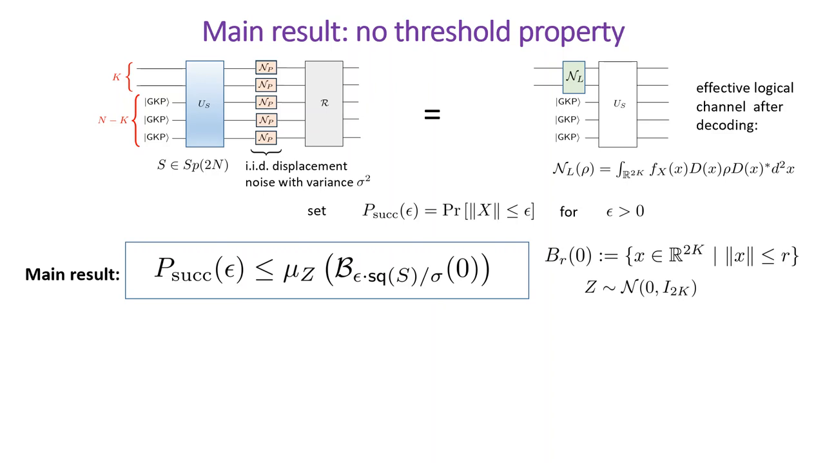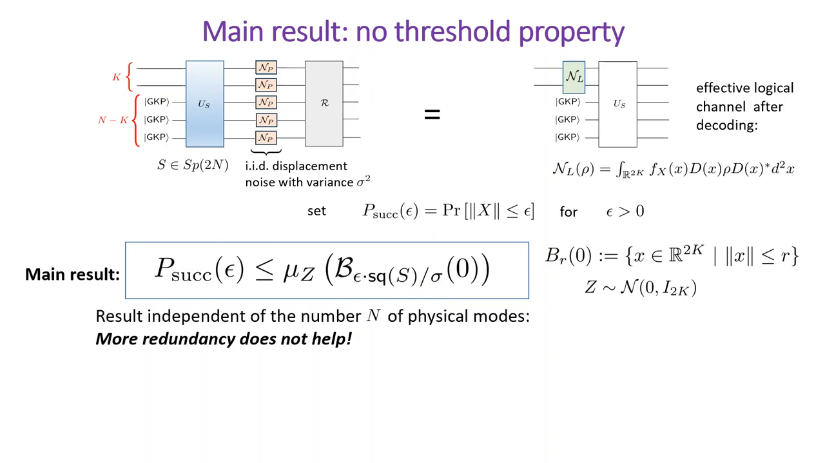Our main result is a bound on the success probability as a function of the amount of squeezing in the encoding unitary and the variance sigma squared, quantifying the physical noise strength. For any tolerance epsilon, the success probability is upper bounded by the probability measure of a ball of radius epsilon times the squeezing parameter divided by the standard deviation. Here we are talking about the Euclidean ball in R to the 2k and the centered normal distribution with unit variance.